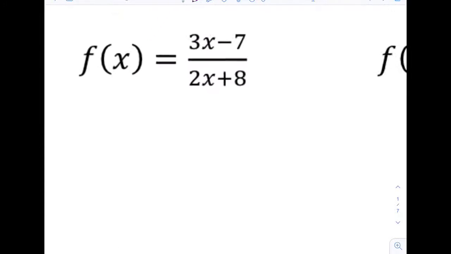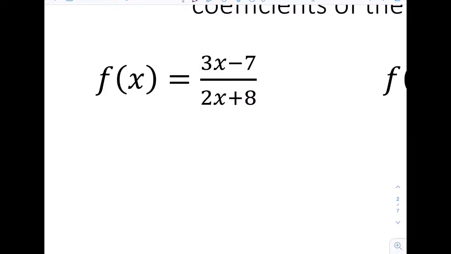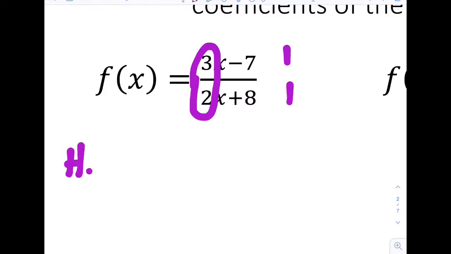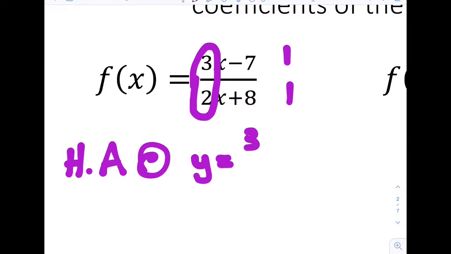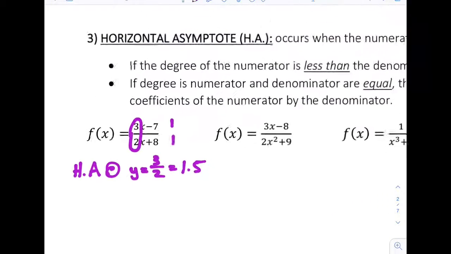So let's look at this first one we have here. Degree is 1, so the same degree. So what we're going to do is we're going to take the leading coefficients and divide them. 3 divided by 2. That means we're going to have a horizontal asymptote at y is equal to 3 over 2, or 1.5. So it's not going to be at 0, it's going to be 1.5 above. 1.5 above is where I draw that horizontal line.